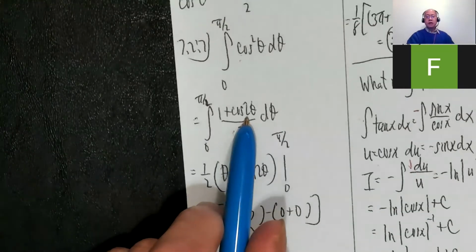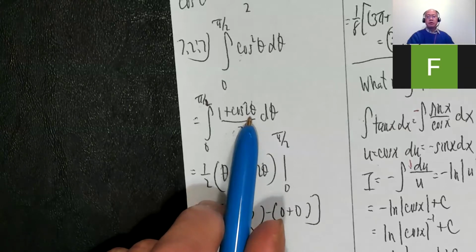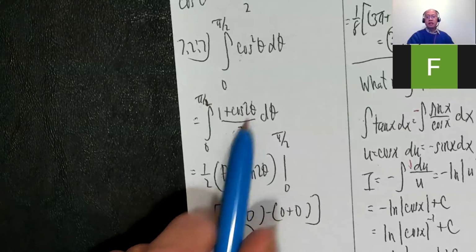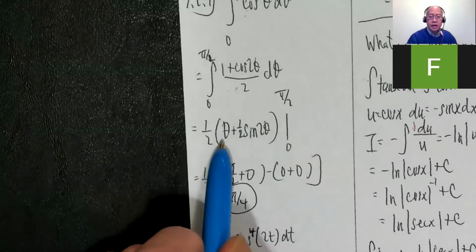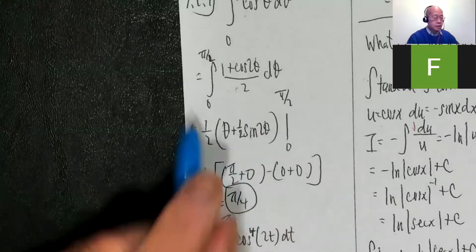So from Calc 1, if I got to this stage and I asked, how do I differentiate? By the chain rule, I'd multiply by 2. Therefore, since I want to integrate, I divide by 2 or multiply by 1/2. So 1/2 theta plus half sine 2 theta.